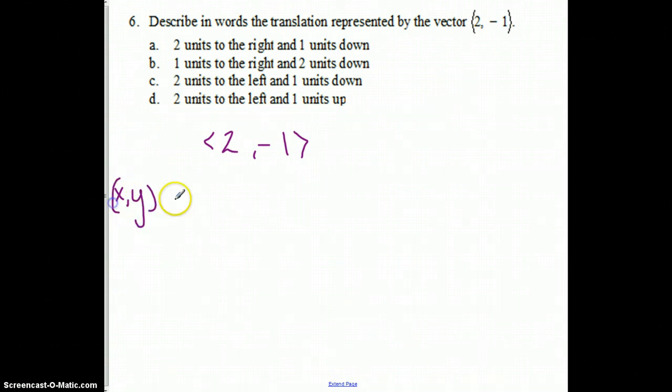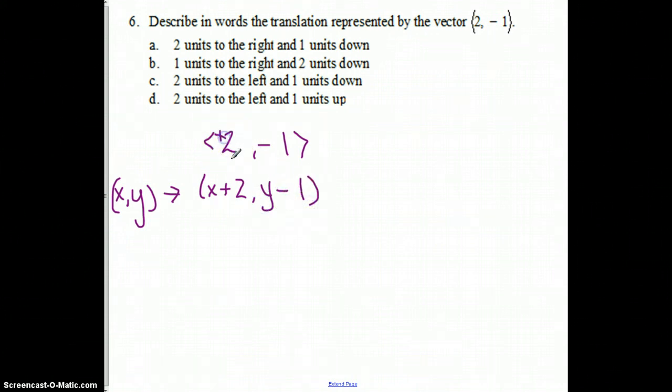Okay, describe in words a translation represented by the vector (2, -1). So first of all, if it's the vector (2, -1), I want to just show you what that looks like in a rule. In a rule, whatever x and y started out as, if that's the vector that describes it, this is the rule that it made.